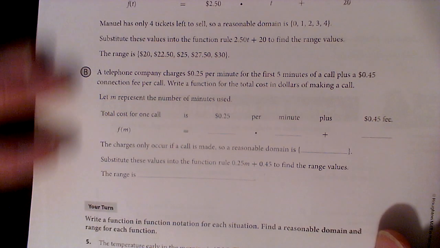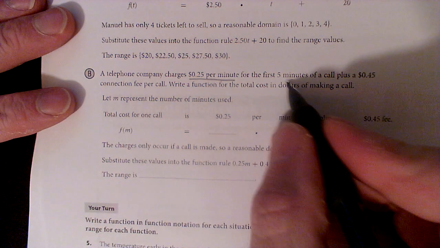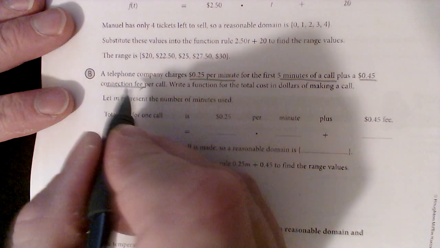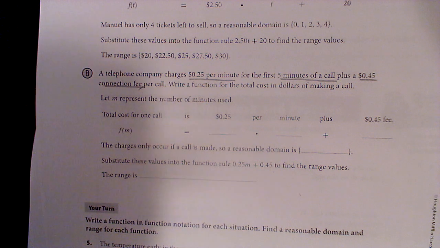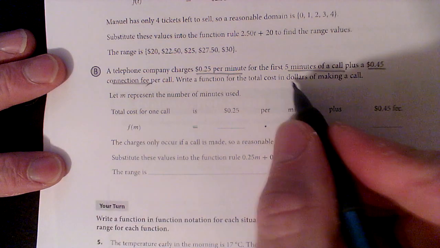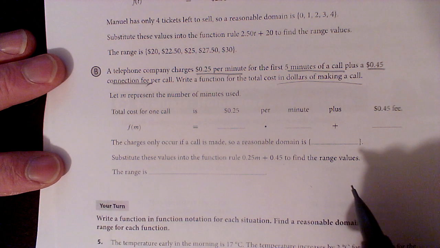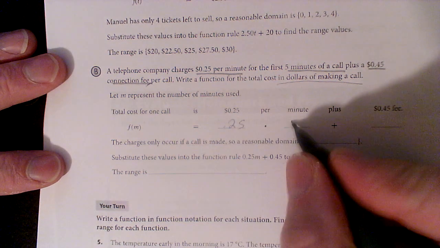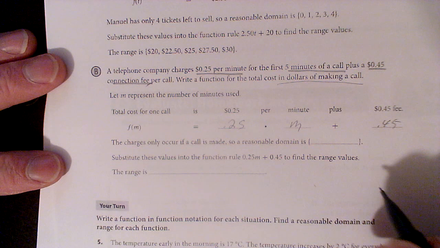Coming down here, a telephone company charges 25 cents per minute for the first 5 minutes of a call, and then a 45 cent connection fee per call. So that's a flat fee. Write the function for the total cost in dollars of making a call, which we will do. Let m represent the number of minutes. So we got a function of minutes is 0.25 per minute plus 0.45 fee.